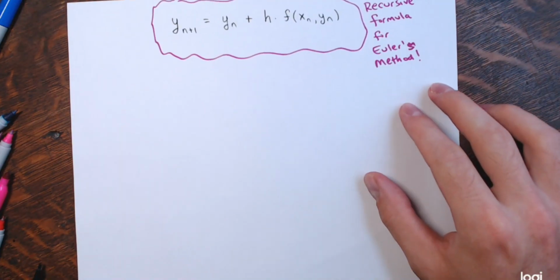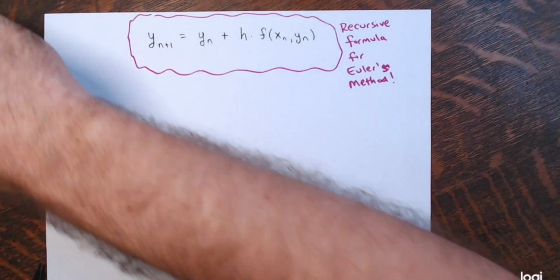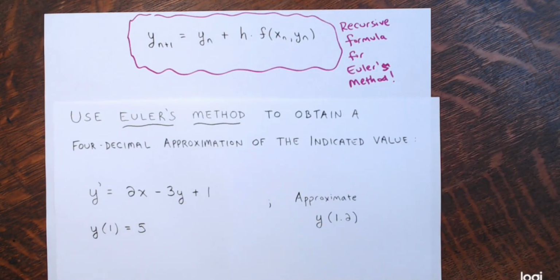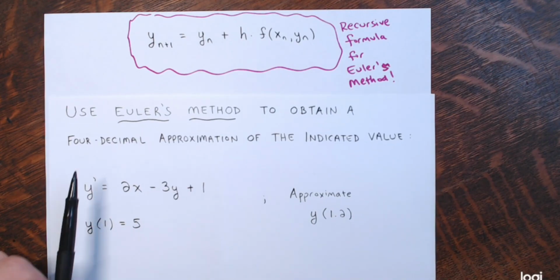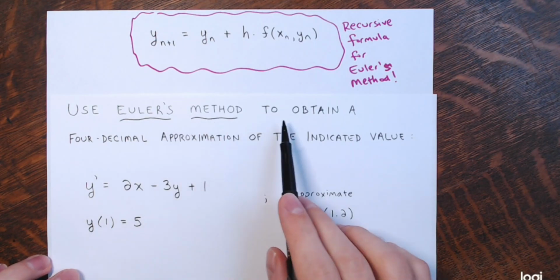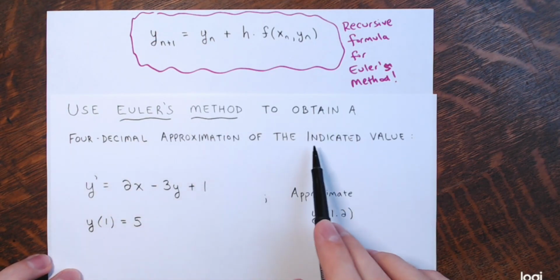All right, so I'm going to keep this recursive formula for Euler's method up here and show you what's going on. In my first example, and all the examples in this video, I am asked to use Euler's method to obtain a 4-decimal approximation of the indicated value.